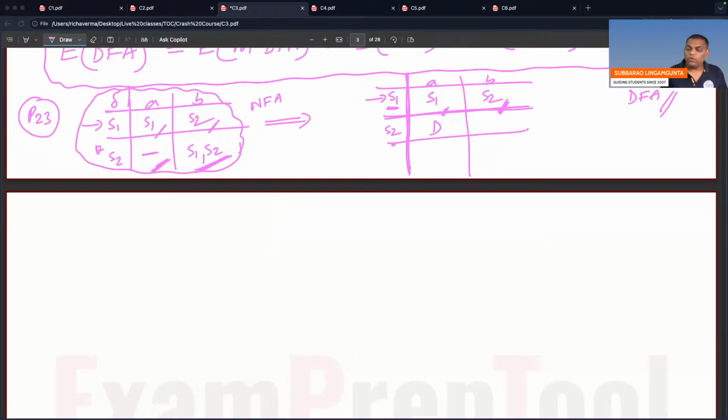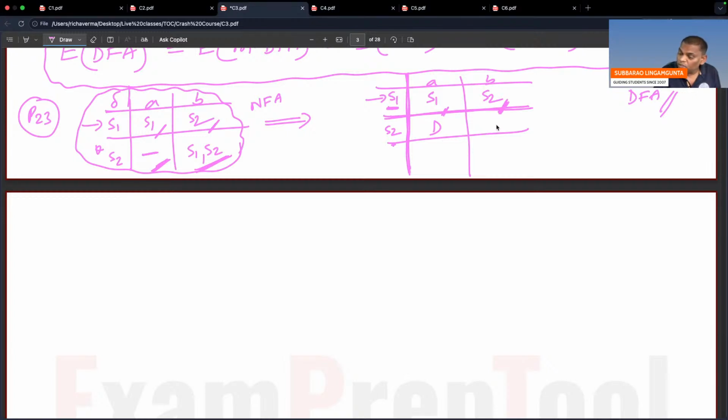Right. So S2 on A, in the NFA no one is going, so in the DFA you have to go, so dead state. S2 on B, if you see the NFA, S1, S2. But in the case of DFA, you have to go to one only. Remember everyone, right? That state name is S1 also, S2 also. This is, remember, S1, S2. It is one state now. The state name is S1, S2.